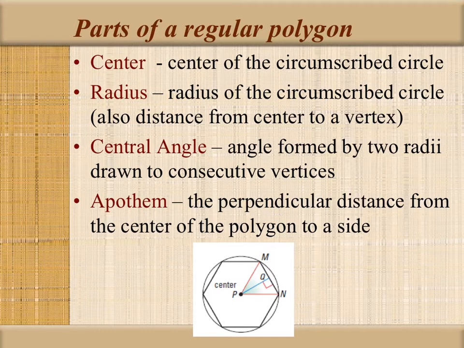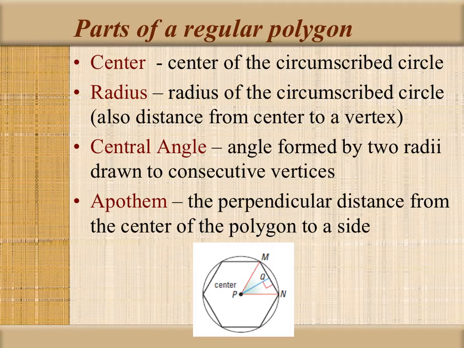So the center is the center of the circumscribed circle. The radius is the radius of the circumscribed circle. It's also going to be the distance from the center to the vertex. We're also going to learn about central angles within our polygons. And our central angles are going to be formed by two radii, which will be drawn to two consecutive vertices. And then the apothem, which will be the perpendicular distance from the center of the polygon to a side.